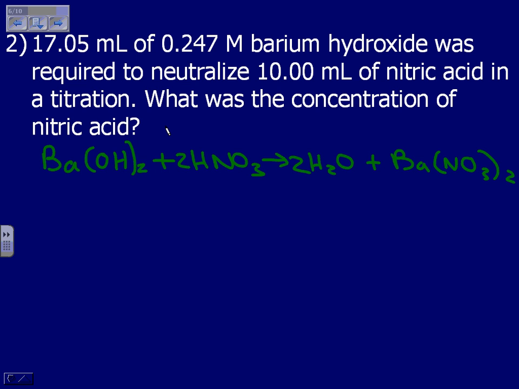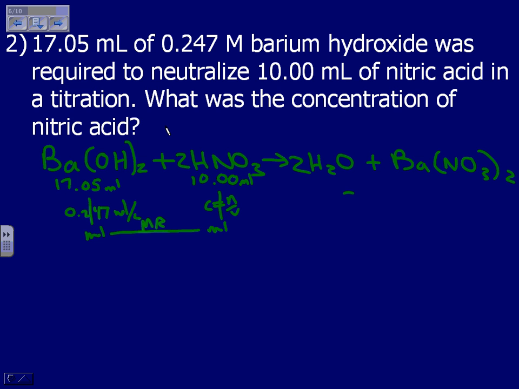Put the numbers down, get your values, calculate it out. So it's the same type thing. 17.05 milliliters. I'm going to try to compact this into the space so I can fit it on the screen. 0.247 moles per liter. 10 milliliters. C equals N over V. Moles, mole ratio. There's the V, figure out the moles, put it in. Same thing.